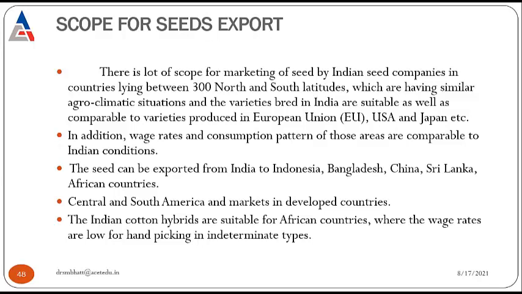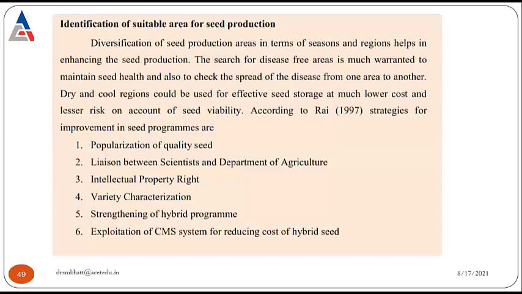Now there is a good scope of seed selling, seed export. Seeds can be exported from India to various countries like Indonesia, Bangladesh, China, Sri Lanka, but not Afghanistan. Right, various other countries, Central and South America, and the developed country markets. So you can see various Indian cotton hybrids are now being grown and purchased by African countries, and because their maize rates are very low, they can be employed very successfully. Okay. So you can also identify different areas for seed production according to variety.